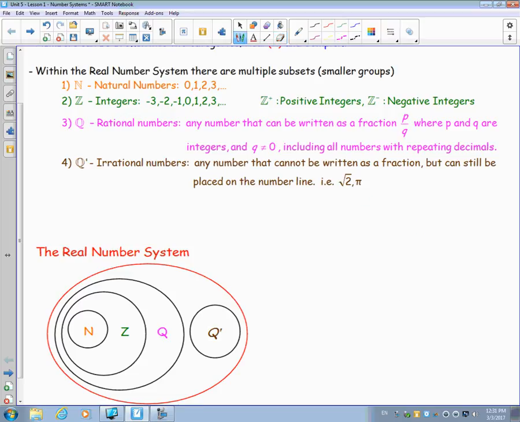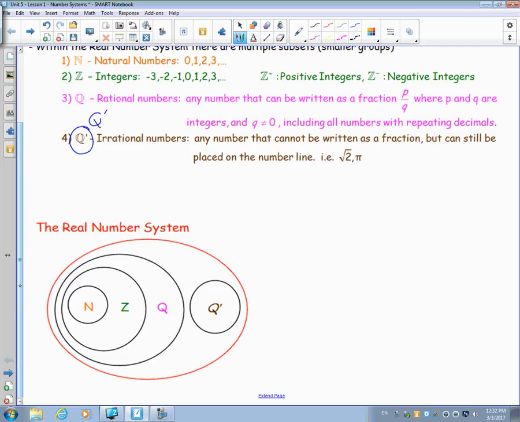You then have Q naught. That's this little symbol here, Q with an apostrophe beside it. Those are irrational numbers, things that cannot be written as a fraction. For instance, pi. Pi is a never-ending decimal. It doesn't terminate. You can't actually write it as a fraction. Square root of 2, a never-ending, non-repeating decimal.